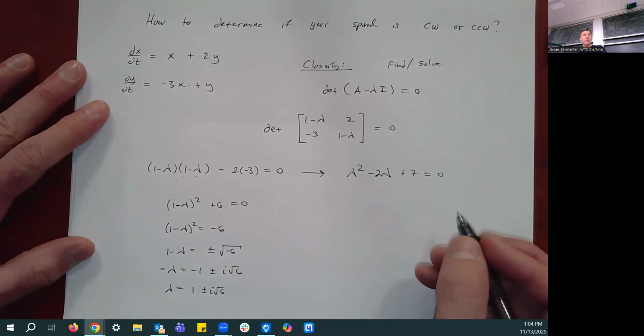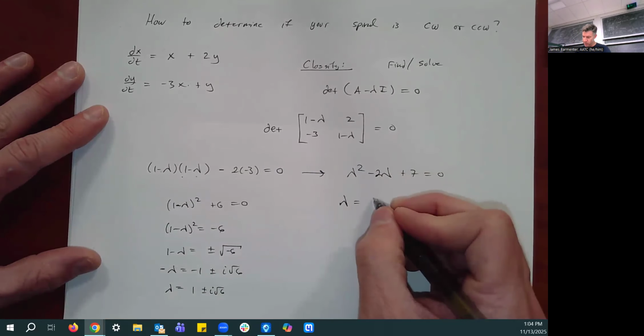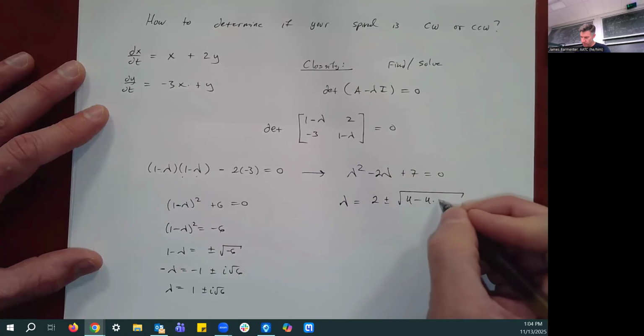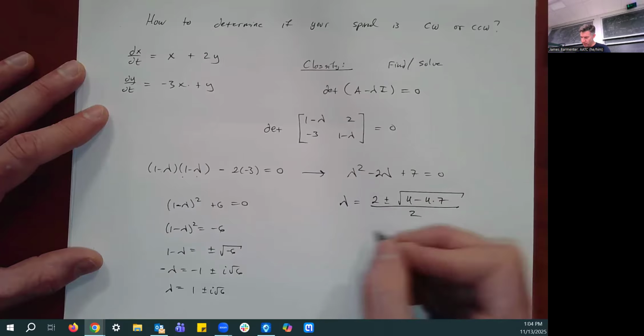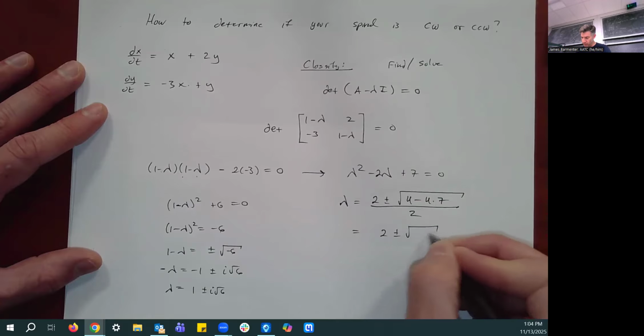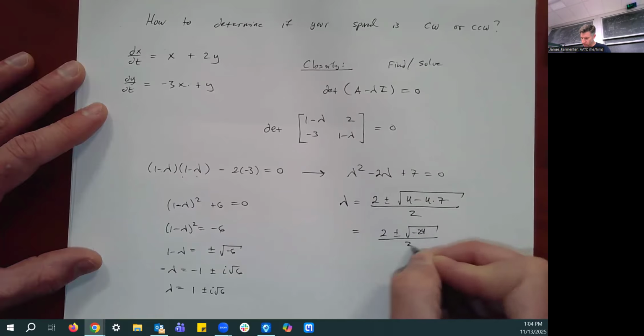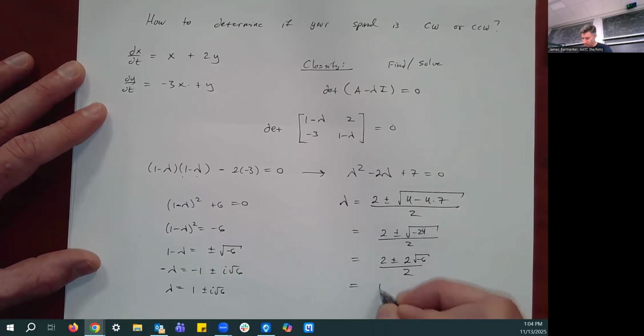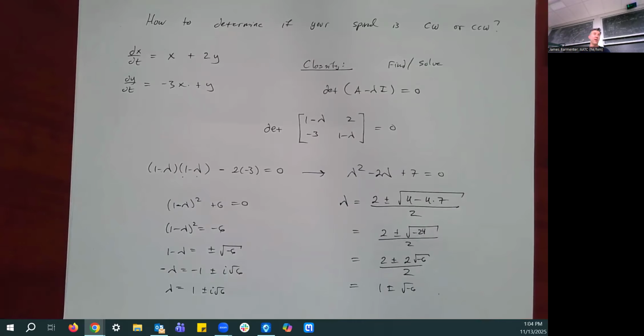Or you could use the quadratic formula over here and say that lambda is equal to 2 plus or minus the square root of (-2) squared minus 4 times 1 times 7, all over 2 times 1. That's 2 plus or minus the square root of -24 all over 2, which is 2 plus or minus 2 times the square root of -6 all over 2. Divide each part by 2, and you get 1 plus or minus i root 6. So either way, you get the same thing. But to me, this feels a lot easier if you happen to notice that you have something squared like that. It doesn't always happen, but if it does, I say take advantage.